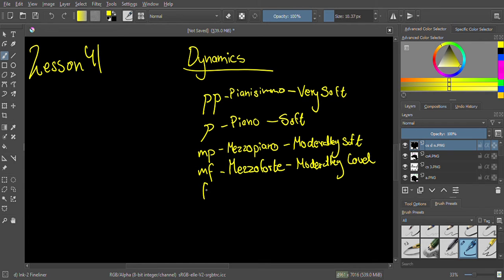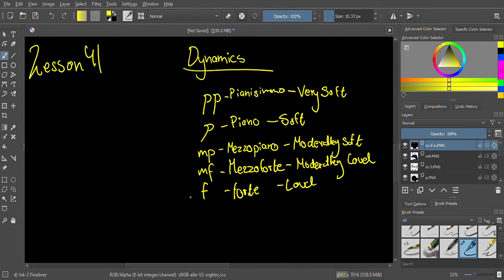Then we have just a single lowercase f. That means forte. Forte. Just forte. That means loud. Literally, this means loud. Right? Not moderately loud, not very loud, just loud. So maybe something like this. So that might be forte because I'm playing loudly now.